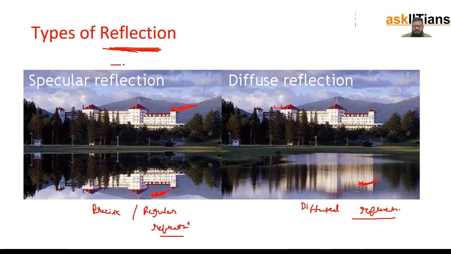So for specular reflection, the reflecting surface should be smooth. And for diffuse reflection, the reflecting surface is irregular, not smooth. They are kind of like this, an irregular type of surface. So whenever reflection takes place from an irregular reflecting surface, this is known as diffuse reflection. An image will not be as sharp. And whenever the reflection takes place from a smooth surface, the image will be sharp. Okay. And that is known as regular or specular reflection. Getting my point? This is clear?